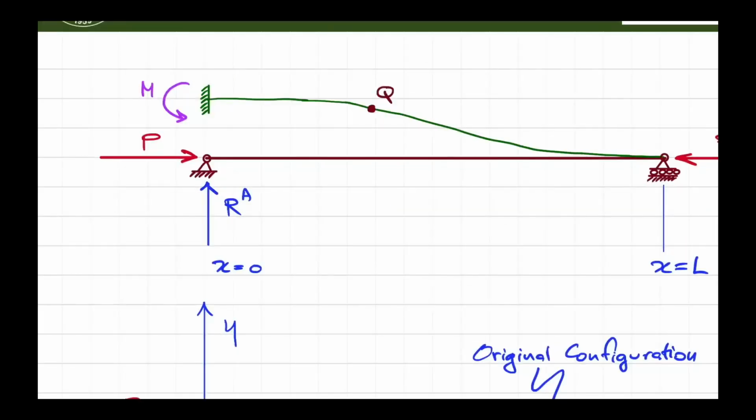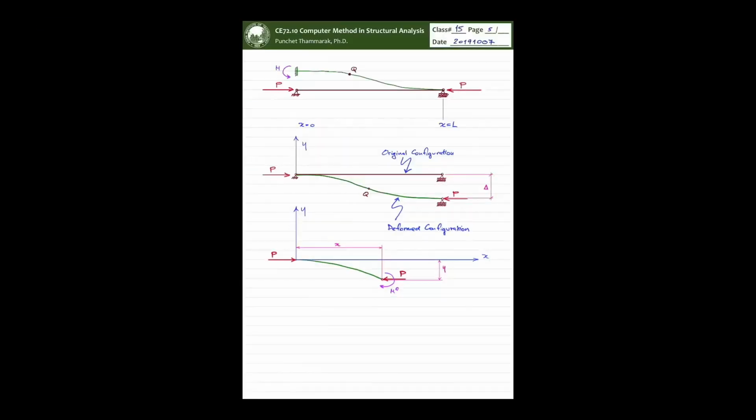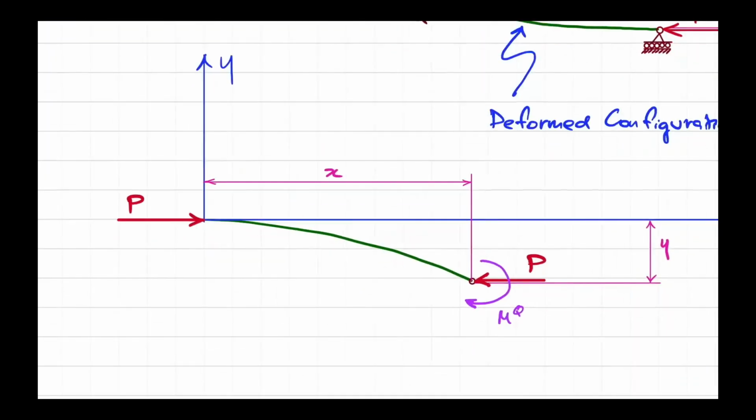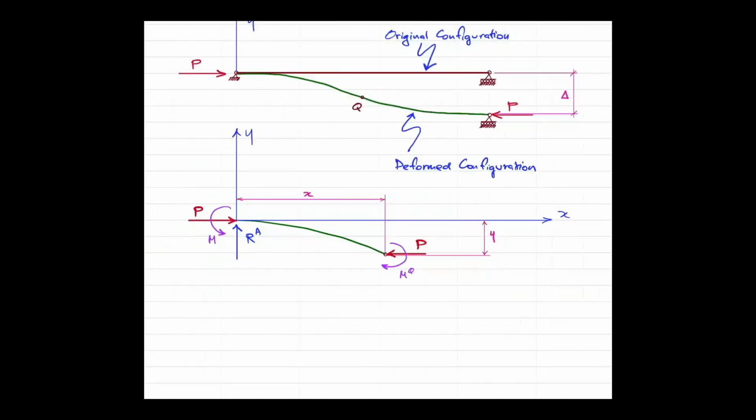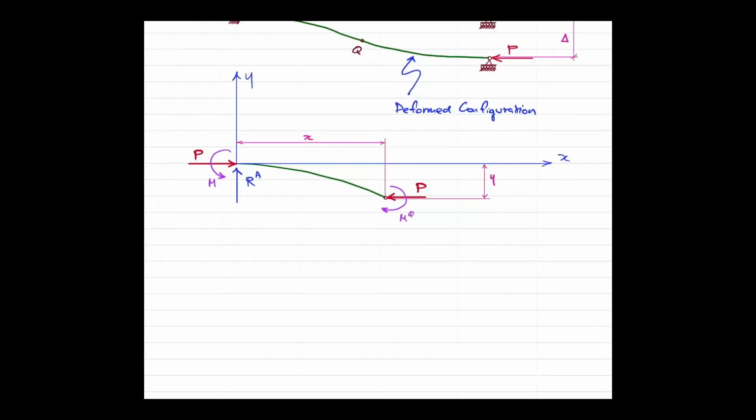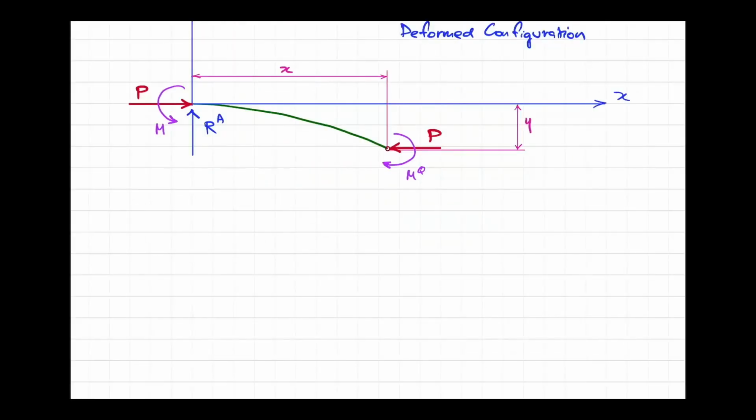RA. We need RA. Is also there. The moment M, we assume the sign like before. Okay, we are ready to move. So based on this picture, we cast the equilibrium at point Q.